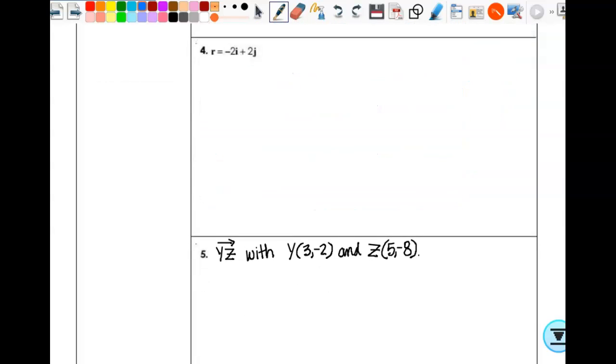Okay, so let's look at number 4. What form is this? Linear combination. So this is a linear combination. In order for me to get magnitude and stuff, I need it in component form. So that's really easy to fix. That's just <-2, 2>, right? So then I need the magnitude of r. That's equal to the square root of -2 squared plus 2 squared.